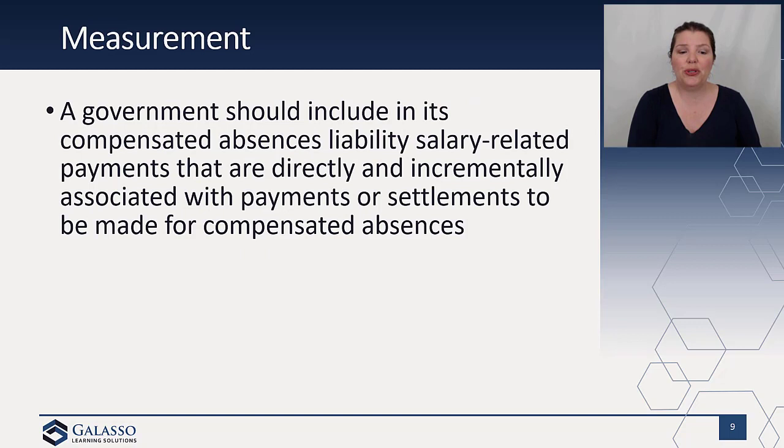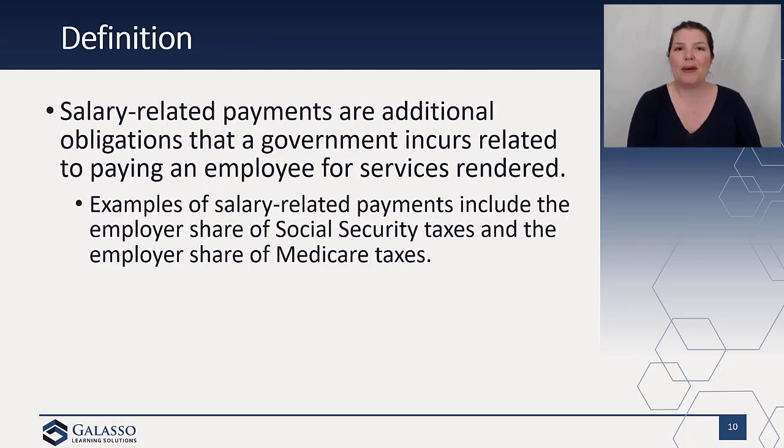In terms of measurement, you should include in compensated absences what they call salary-related payments. So this is a very interesting one, and they have to be directly and incrementally associated with payments or settlements made. So inside of the compensated absences, when we think about salary related, the definition here is additional obligations that a government incurs related to paying an employee for services rendered. And so the example: Social Security taxes, the employer portion of Medicare, right? So while it's using the term salary related, it doesn't matter if it's an hourly or salaried employee. If you're going to have these other taxes that are going to come due, those should be included in the obligation when we're calculating them.